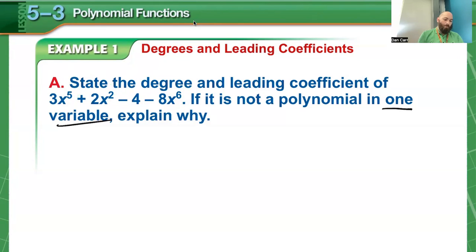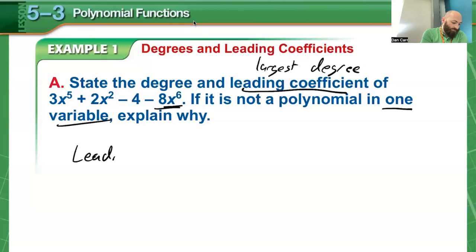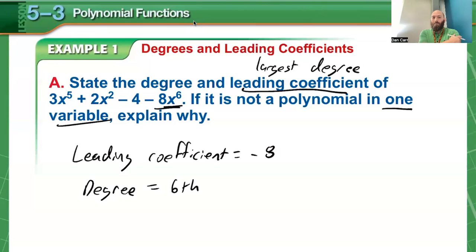So for the leading coefficient, the key here is that it goes with the largest degree. When I look at that, we're looking at the largest exponent with one variable like this. That's this one, so my leading coefficient is going to be -8, and the degree is going to be 6th degree. That is because that is the largest exponent of all the other ones. We got 5 and 2, and then technically x to 0. So that's why it's a 6th degree, and my leading coefficient is -8.